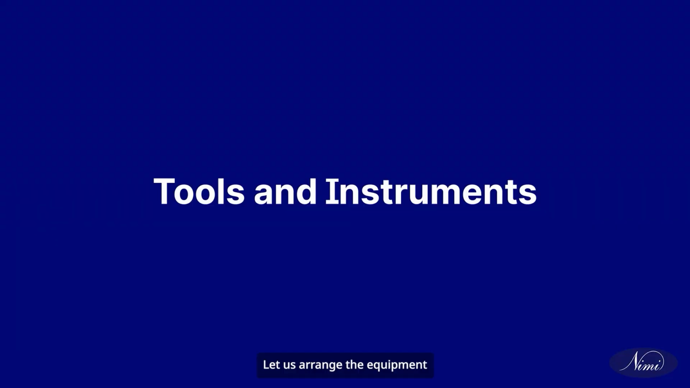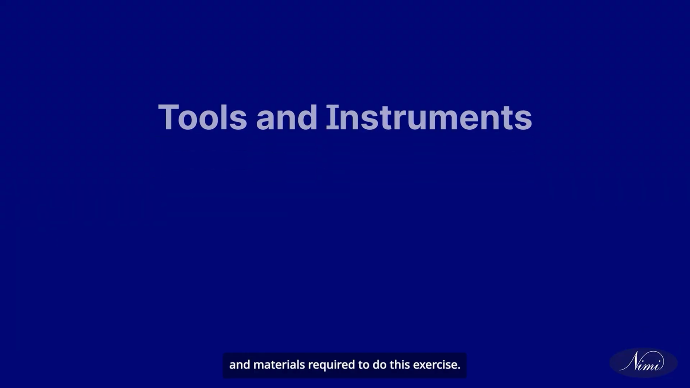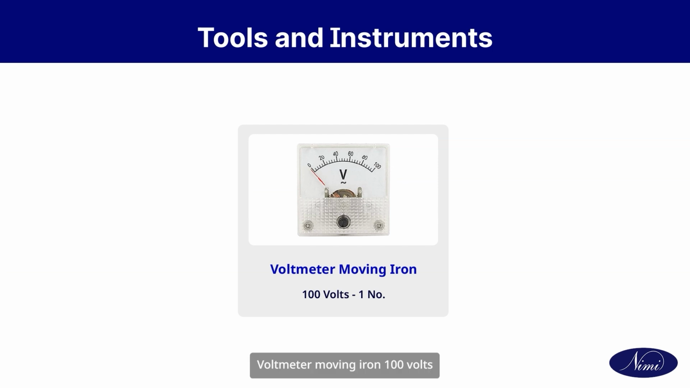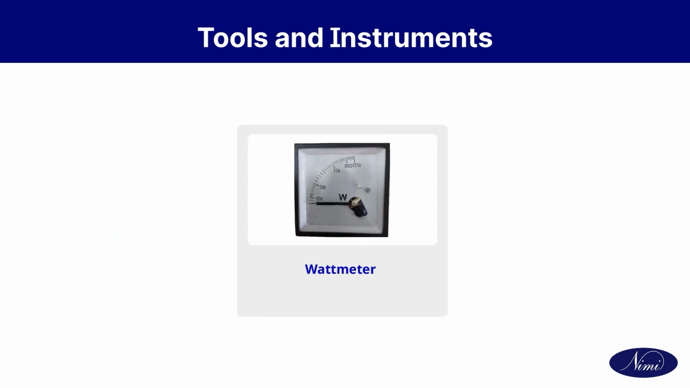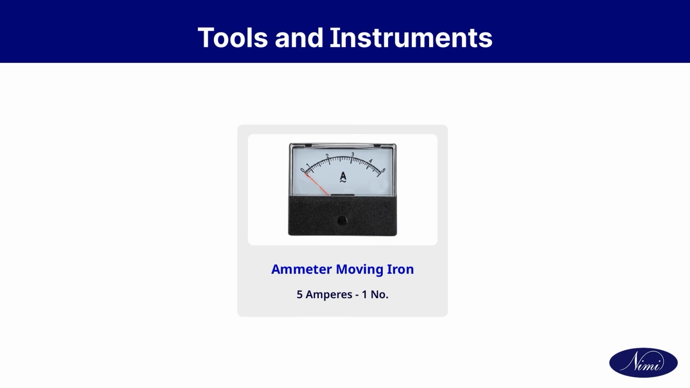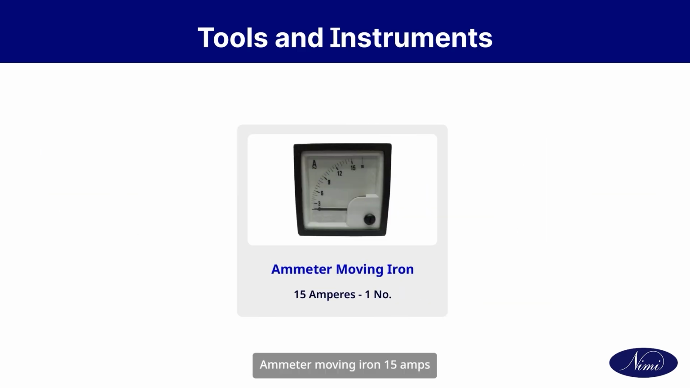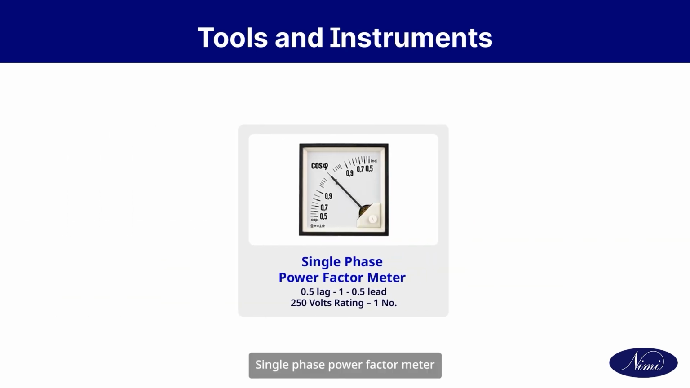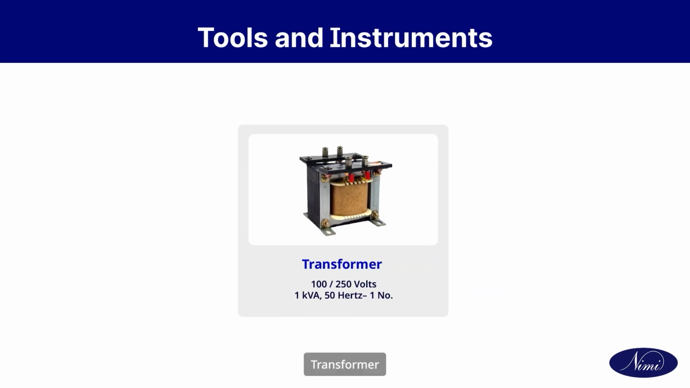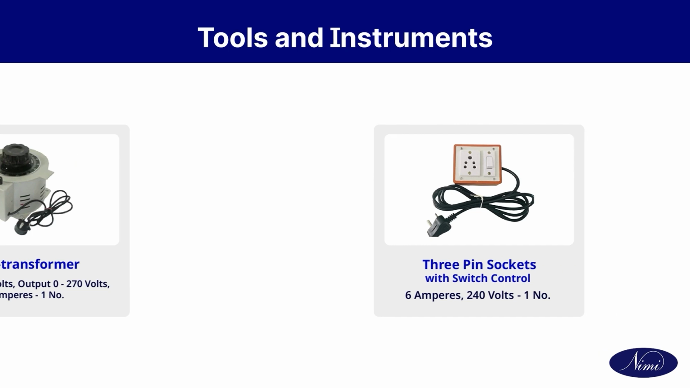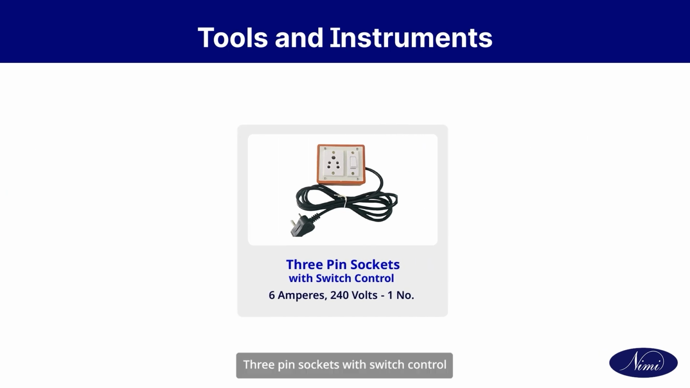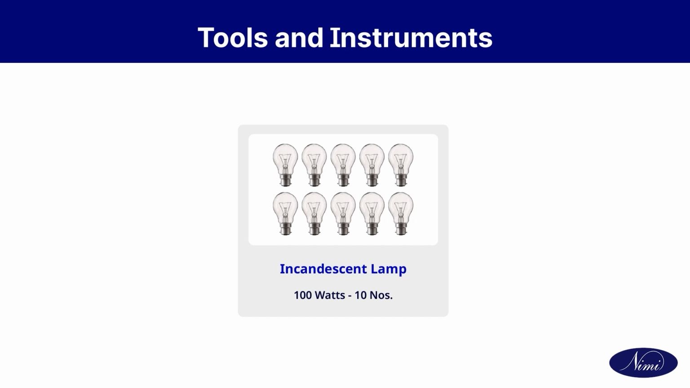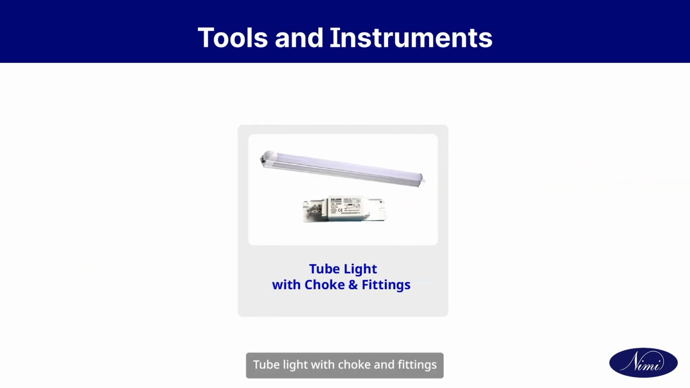Let us arrange the equipment and materials required to do this exercise. Voltmeter, moving iron, 100 volts. Voltmeter, moving iron, 150 volts. Wattmeter. Ammeter, moving iron, 5 amps. Ammeter, moving iron, 15 amps. Frequency meter, single phase power factor meter, transformer, auto transformer, 3-pin sockets with switch control, incandescent lamp, tube light with choke and fittings.